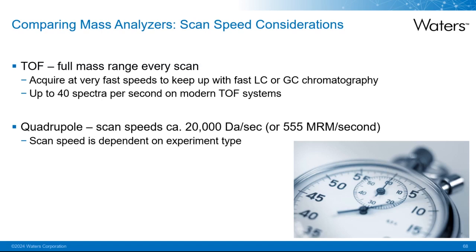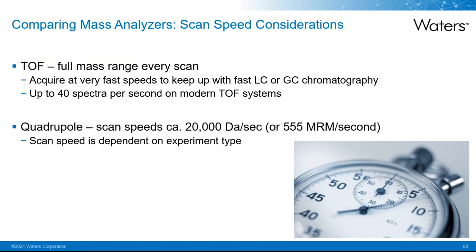The ability to quickly acquire good quality mass spectral data is an important factor and will be related to the type and speed of chromatography being coupled to the mass spectrometry system. Time-of-flight systems record all of the mass range being acquired all of the time, which can give these systems an advantage over systems which scan the mass range.